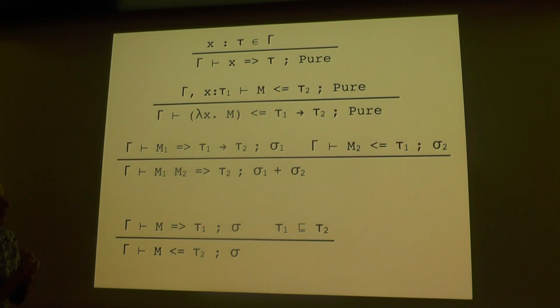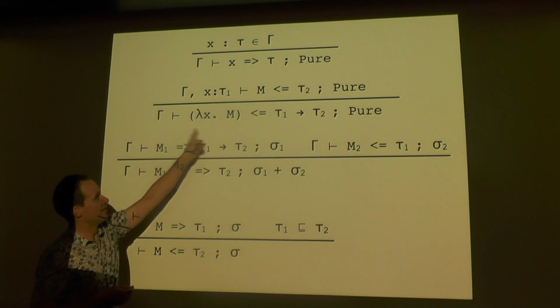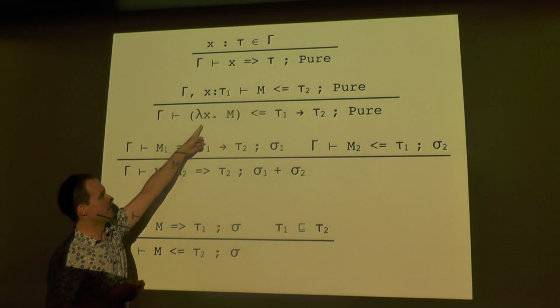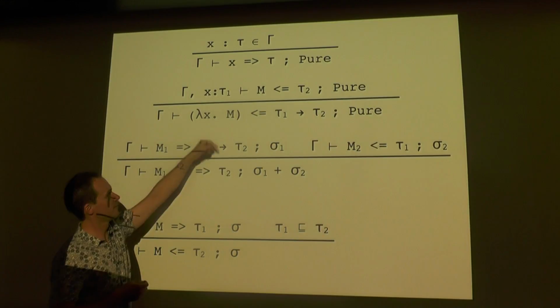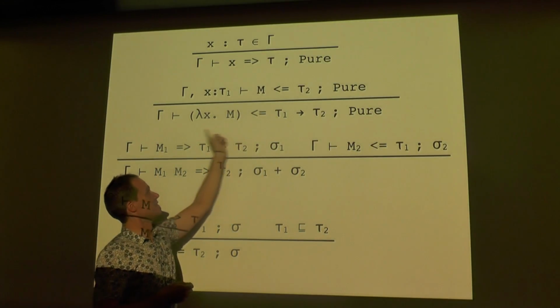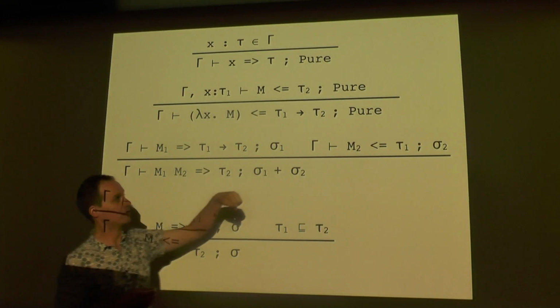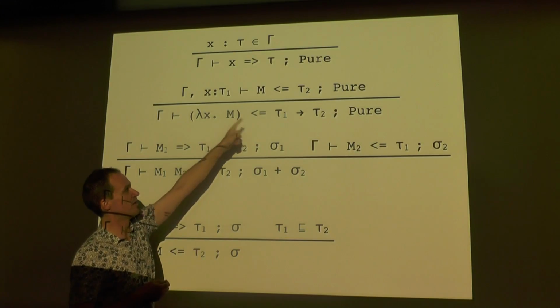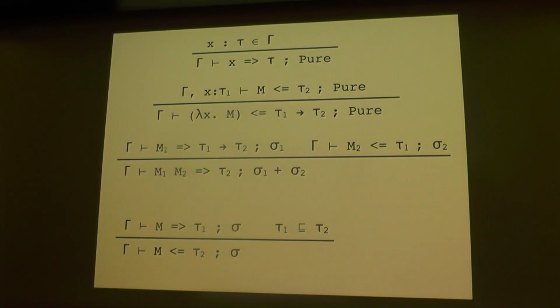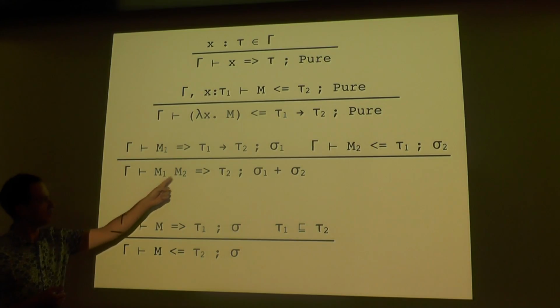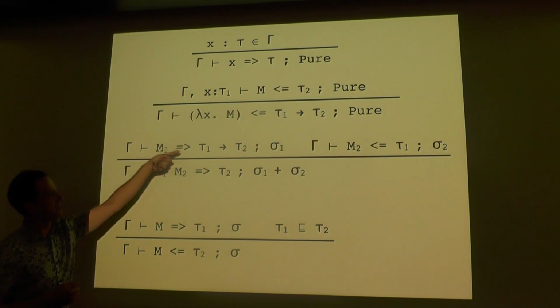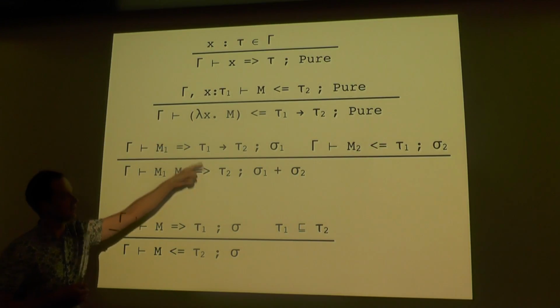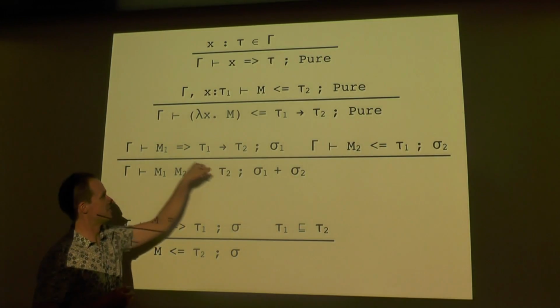Then I have this other mode called checking. If I have a lambda abstraction here, and I haven't got a type on the parameter, but I know from the context that this lambda abstraction should have type tau1 to tau2, then I can just use tau1 as the type of the parameter and then check the body of the abstraction against the result type. So this is standard in bidirectional type inference. And then for applications, if I have a functional expression applied to some argument, I can synthesize the type of the functional expression and then check that the argument has the same type as the parameter.